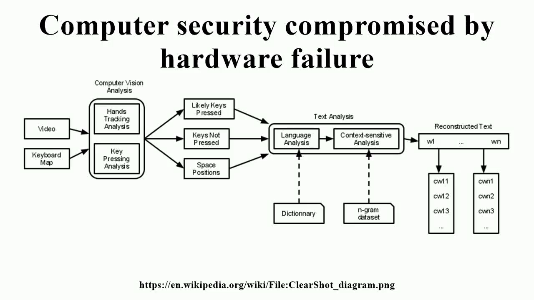Computer security compromised by a hardware failure is a branch of computer security applied to hardware. The objective of computer security includes protection of information and property from theft, corruption, or natural disaster, while allowing the information and property to remain accessible and productive to its intended users.